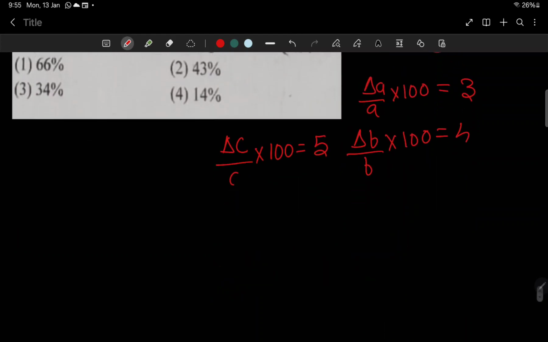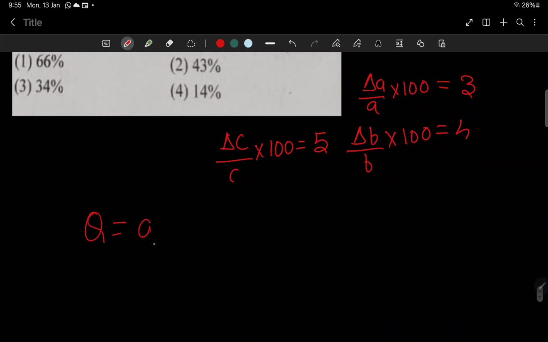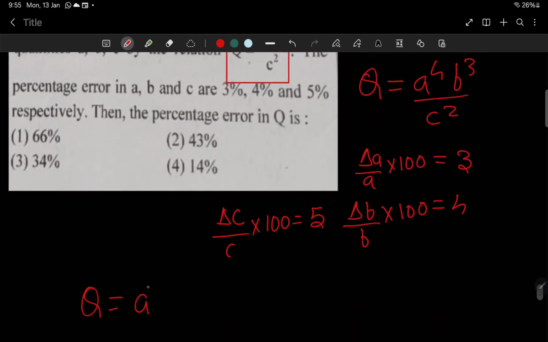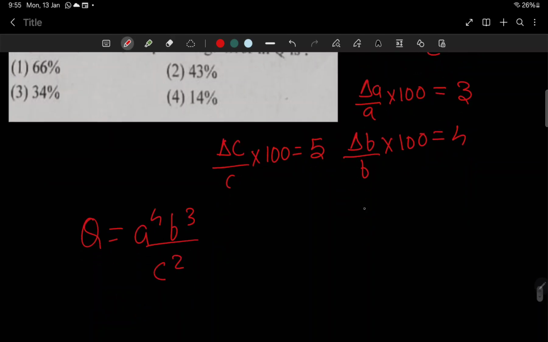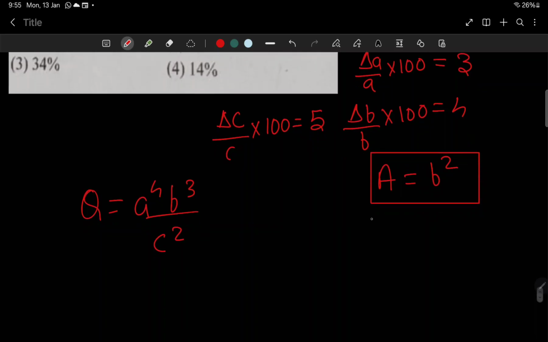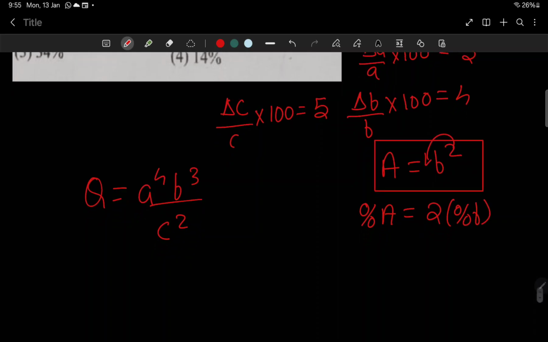Then the percentage error in Q. You know that Q is equal to A cube, A raised to 4 B cube plus C square. You have learned that if there is a quantity A equal to B square, then the percentage error in A is equal to what? 2 times the percentage error in B multiplied here. That's the rule for raised to power.